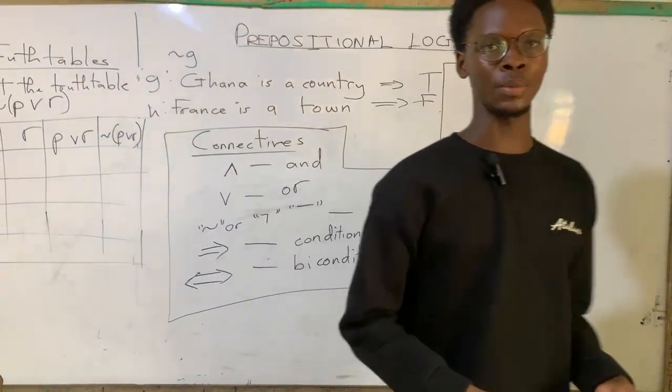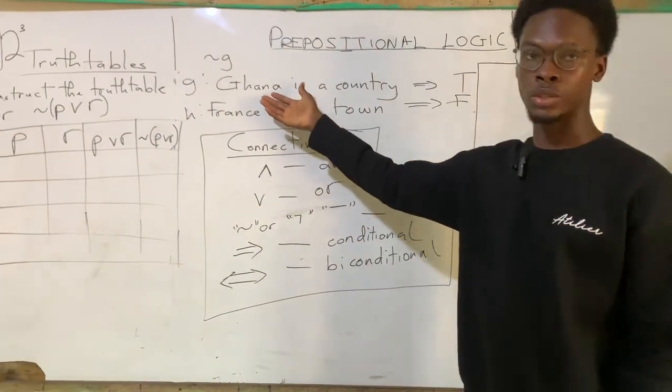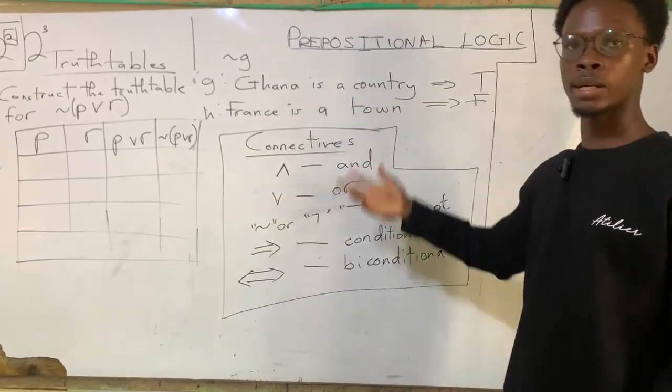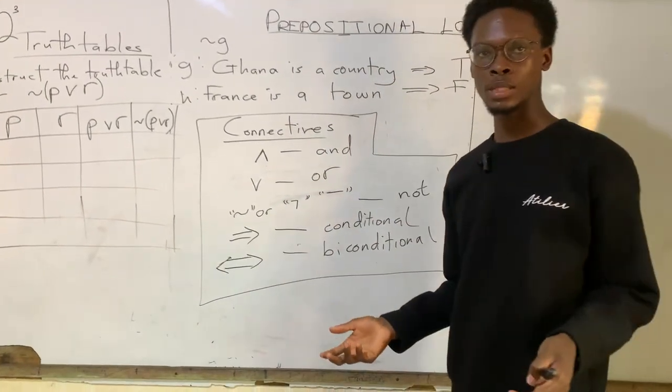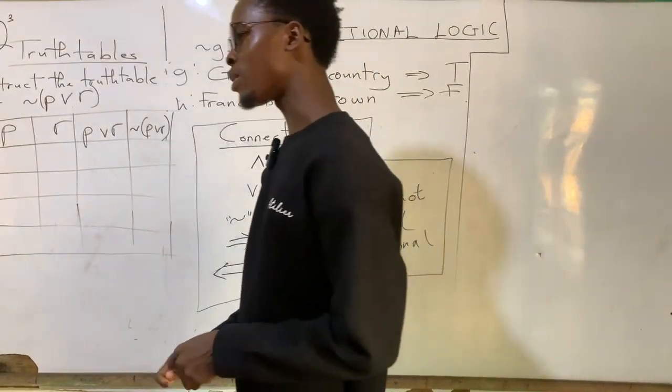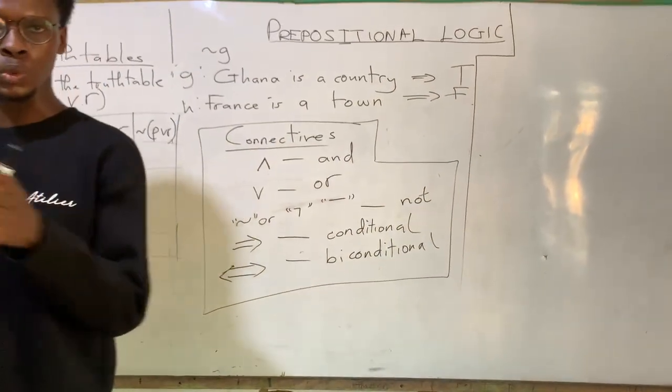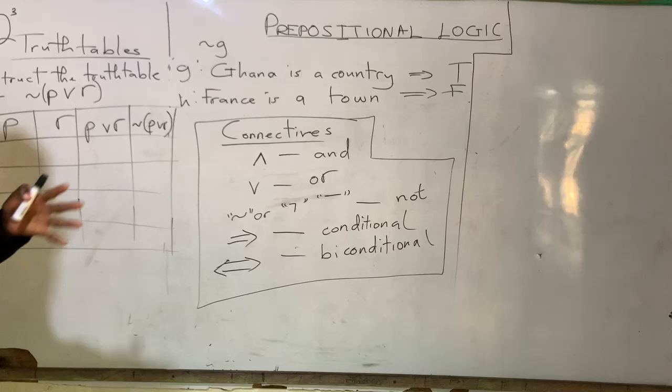Now with a simple statement, it's what I just introduced you to right now. That is, Ghana is a country. It's just a statement. Then we have France as a town. It's also a statement. But with a compound statement, it has to do with a combination of two statements. Are you there? And this can be done with what?